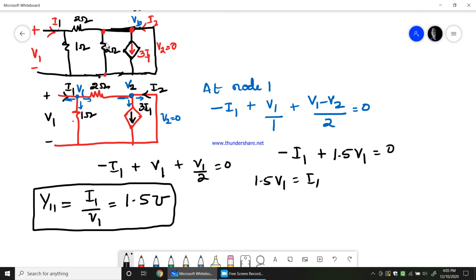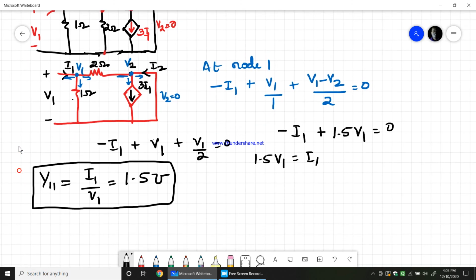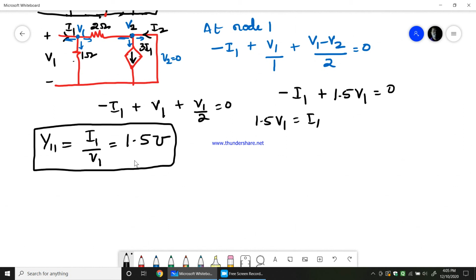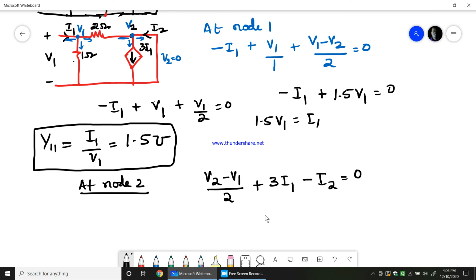I'm sorry, at that time I did not realize that this 2 ohms can be removed because the voltage across it is 0. I suddenly recalled that method and thought, why can't we do that? Now the next step is to find Y21. To find Y21, we will apply the equation at node 2. At node 2, I write (V2 minus V1) by 2, and this current is leaving, so plus 3I1, and this current is entering, which is I2, so minus I2 equals 0.